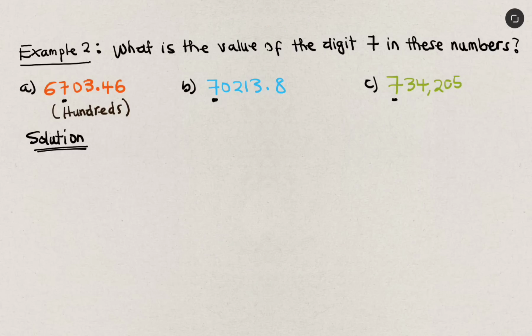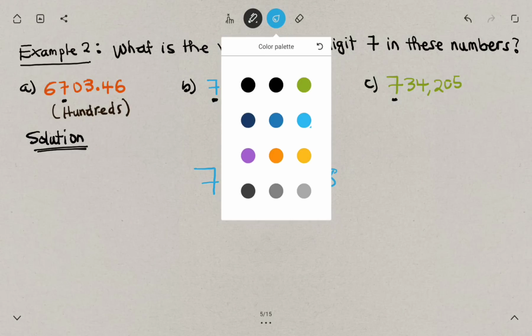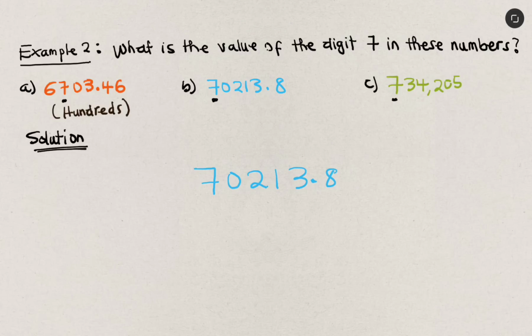Okay, so the second example, we have 7 0 2 1 3.8 or 0.8. Now, like I said with the first example, when we are assigning place value, any number after the decimal point is not having a place value, it has a decimal place value. So in this example, our place value starts from the 3 over here to this direction.